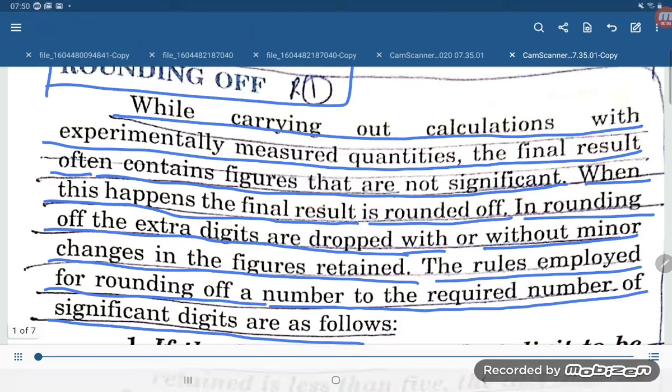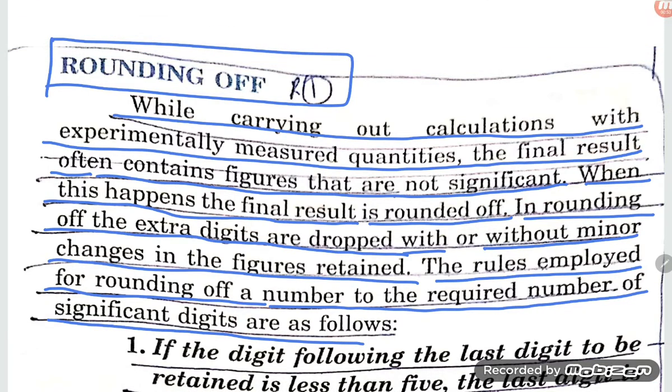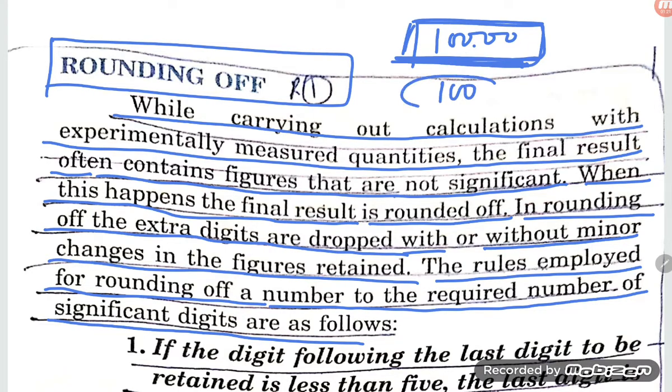So what is this saying, students? We are having digits, and not all are significant figures. So we have to remove some of the digits in these numbers. For that, we use rounding off. Suppose this number is there. If someone says round off up to three digits, the answer will be 100.